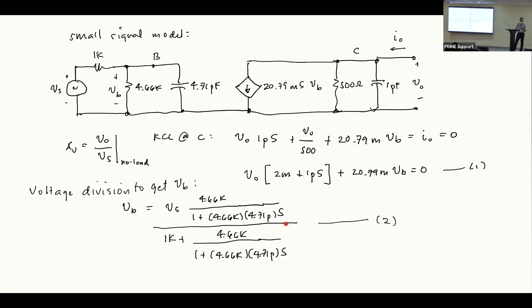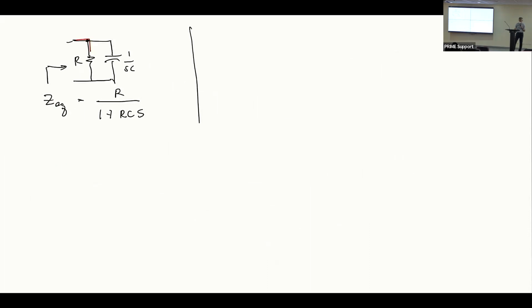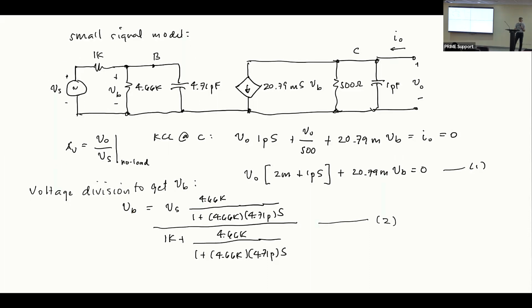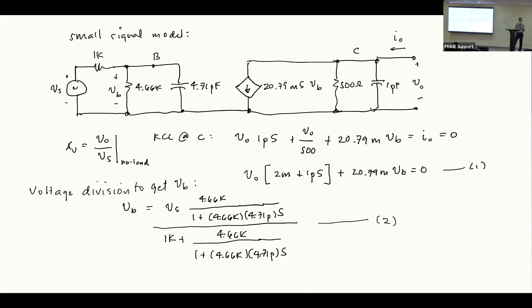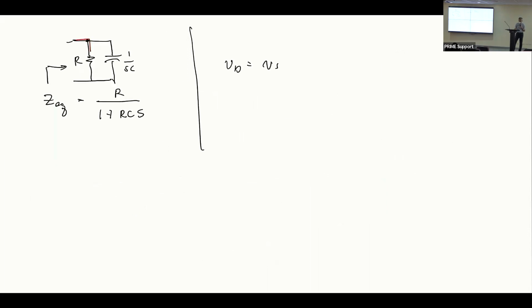Well, let's do a little bit of simplification. You have V sub B is equal to V sub S, okay, 4.66K all over 1 plus 4.66K 4.71p S. Okay. And then the bottom, let me already cross multiply.